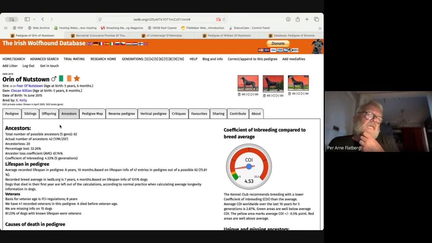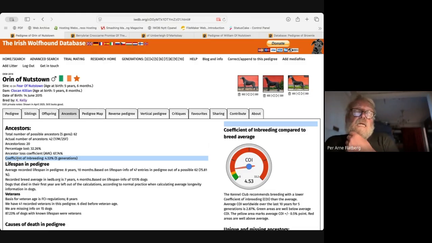You'll also see in the ancestors tab something called ancestor loss here. And that's not actually the same as inbreeding, which you will see here. Inbreeding is what we see from common ancestors on both sides of the pedigree, both the sire and dam side. So we can have an inbreeding level of 0, no inbreeding at all, but still have ancestor loss and common ancestors in the pedigree.